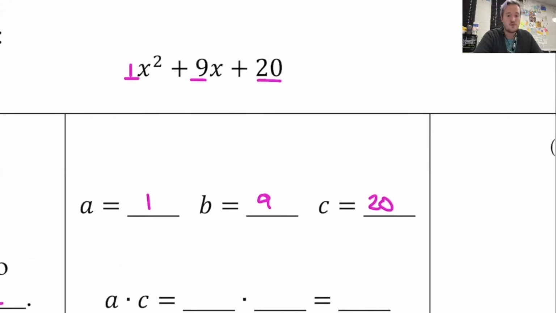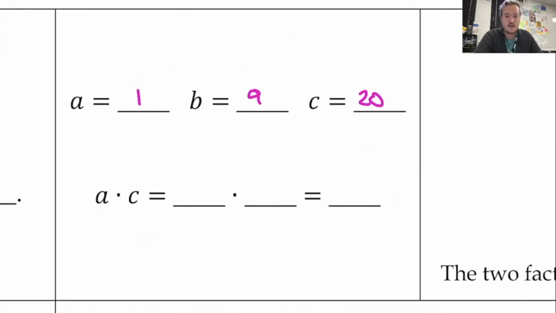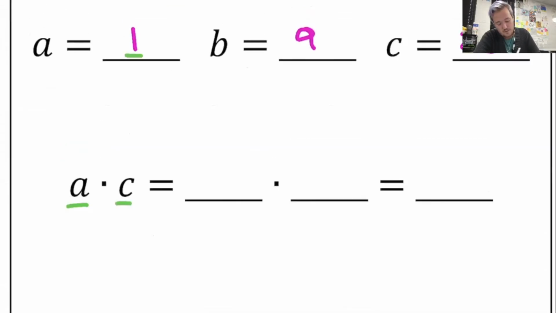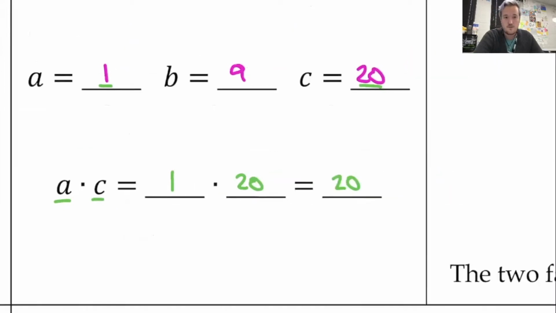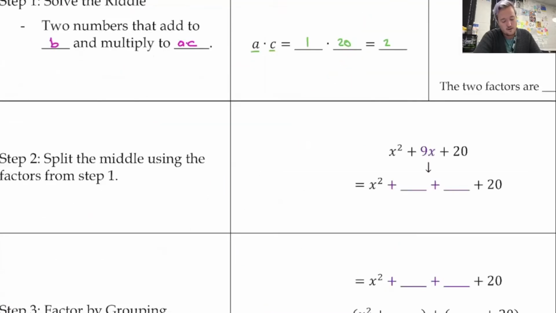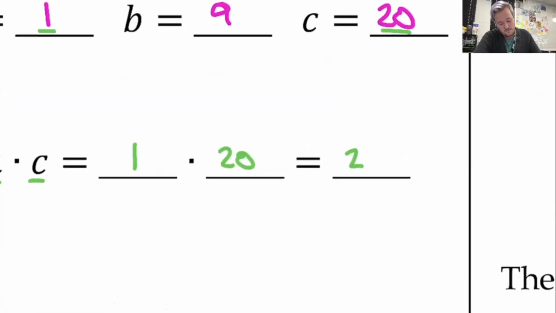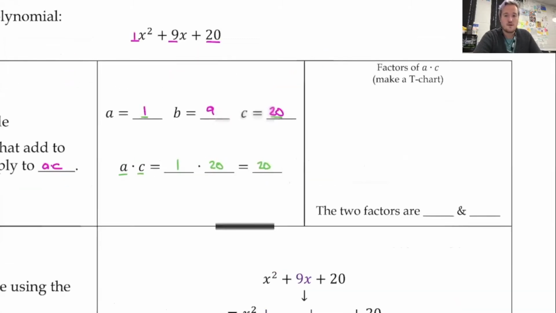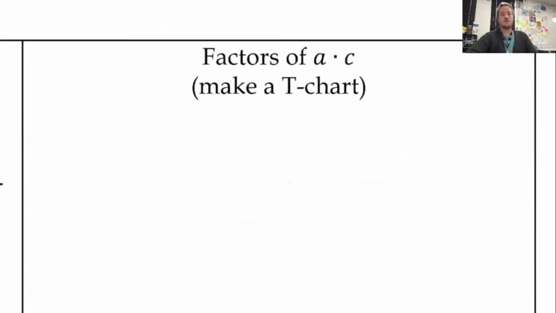What I want to do is take my a value and my c value and multiply those together. So I'm going to multiply 1 times 20, and that gives you 20. FYI, your a value is not always going to be 1, as you can see from our value up here. All right, where'd my 0 go? There we go.